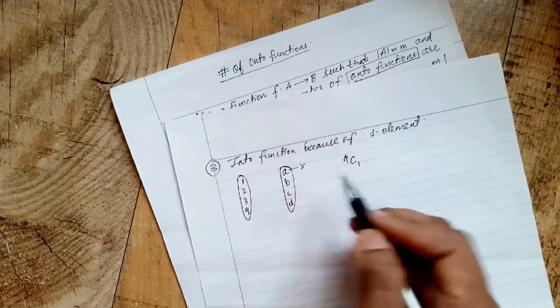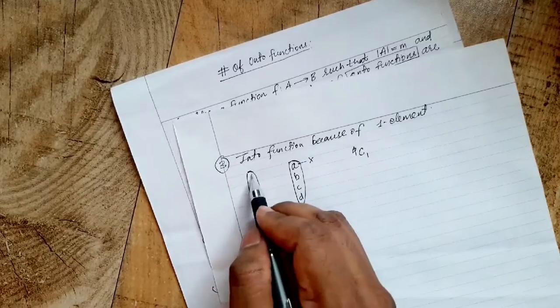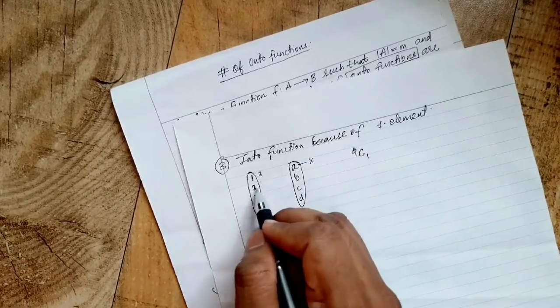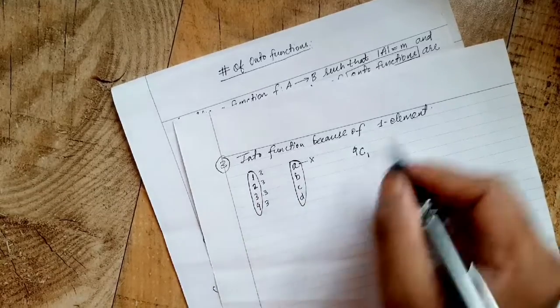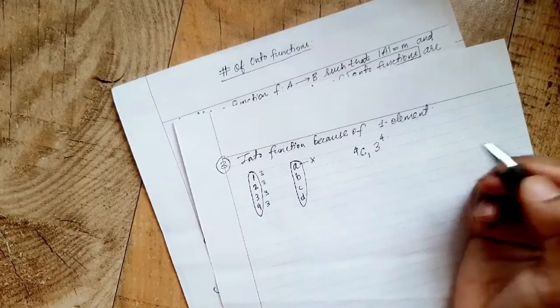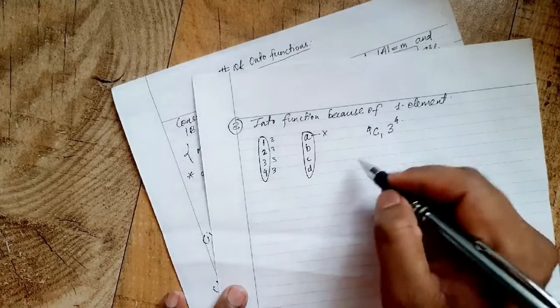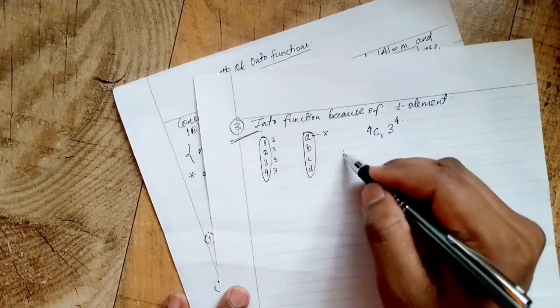Suppose I have chosen that A is not going to have a pre-image, so this 1 could be mapped to either B or C or D, so 3 choices. Likewise this 2 has 3 choices. So the total number of functions is 3 raised to 4. Okay, let us discuss this one. In this case we have this function also.